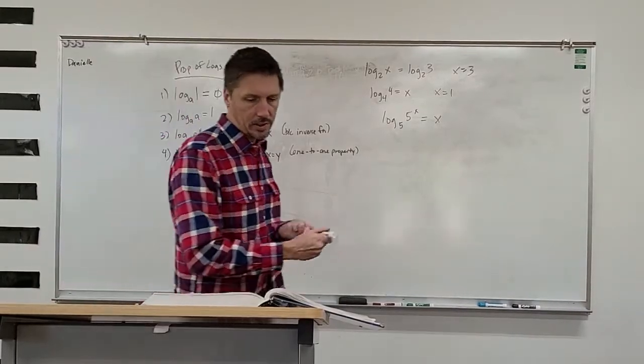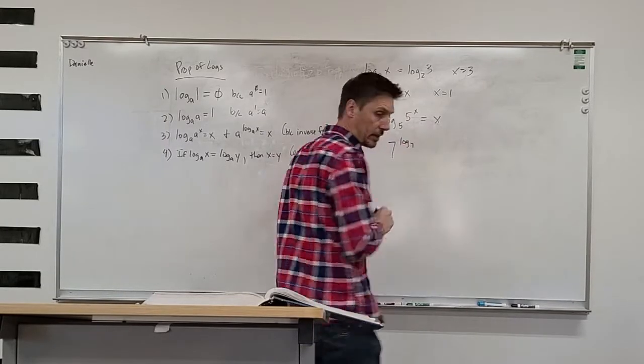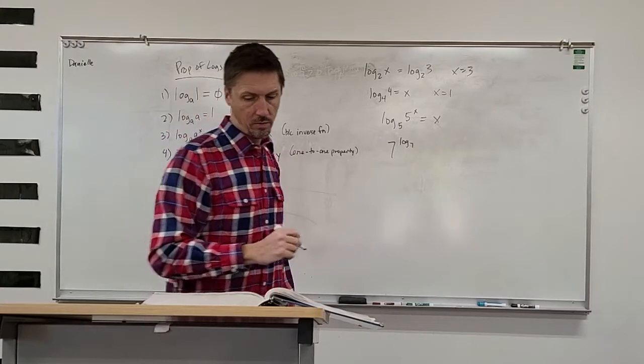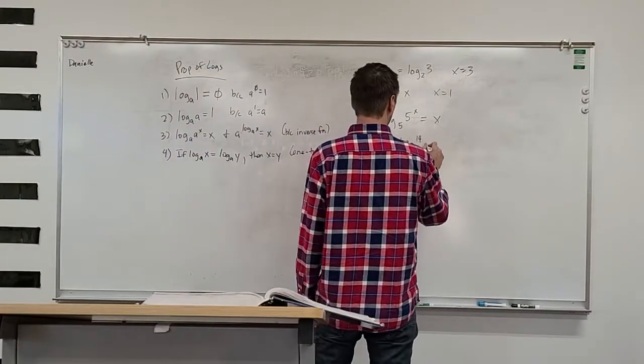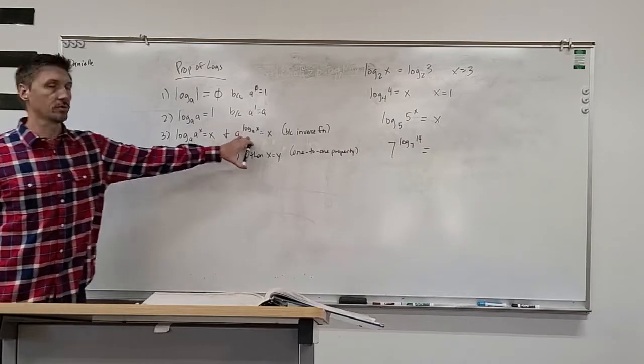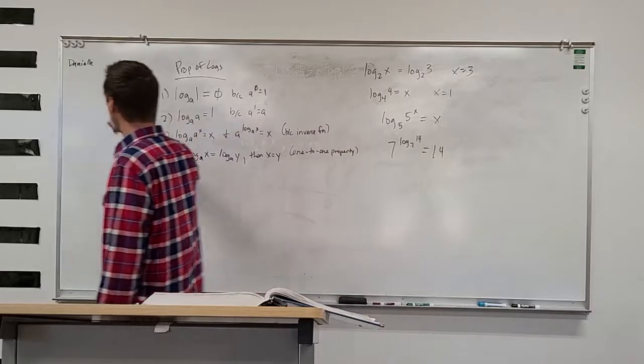And then finally, 7 to the power of log base 7 of 14. That's just the second part of property 3. That's just the inverse of the log. That's just this one, right? So it's just going to be 14.